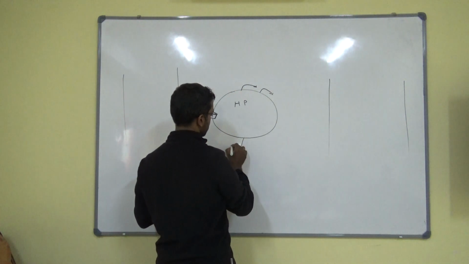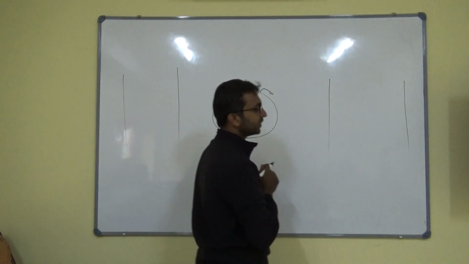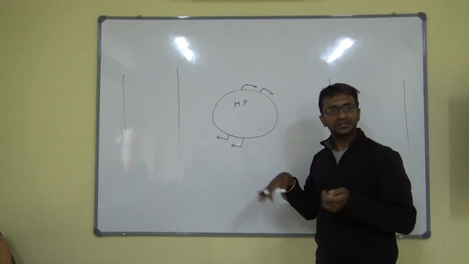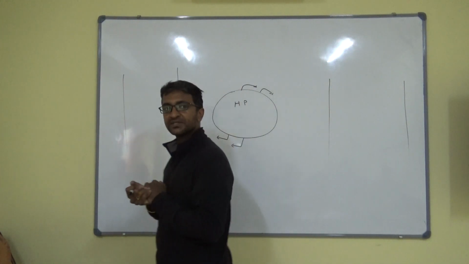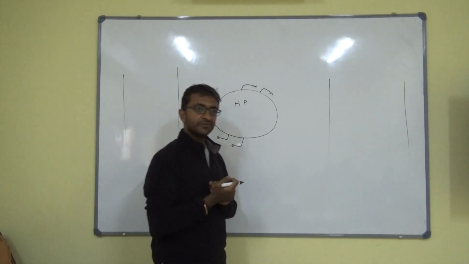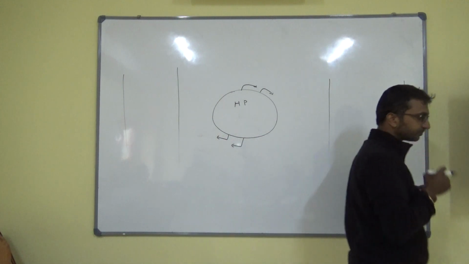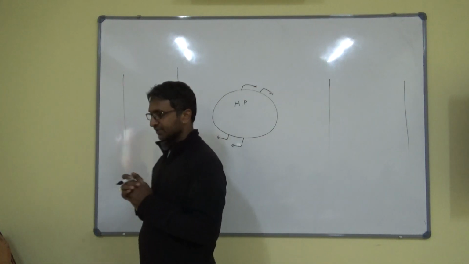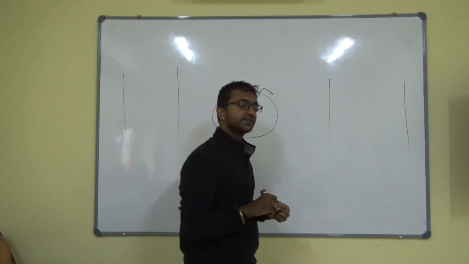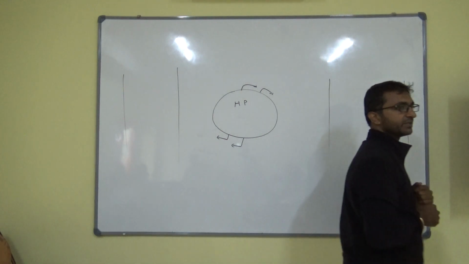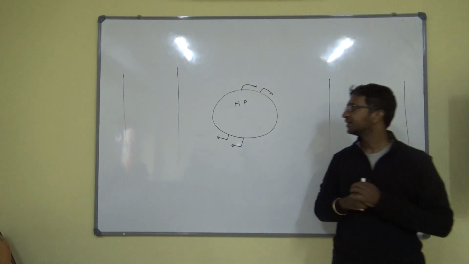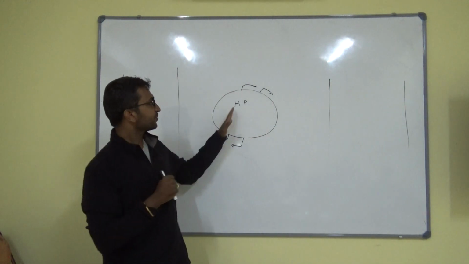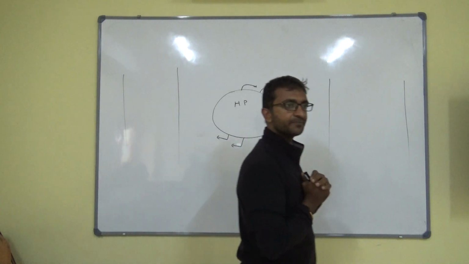Right? So my winds around the high pressure cell rotate clockwise in the northern hemisphere. So this high pressure cell gives rise to two sets of winds.